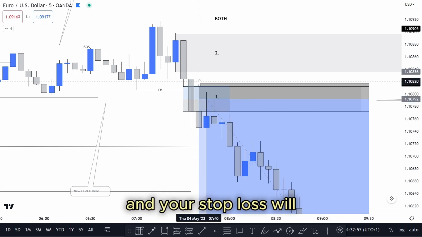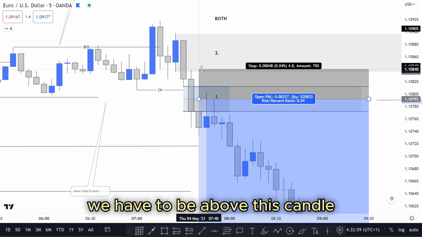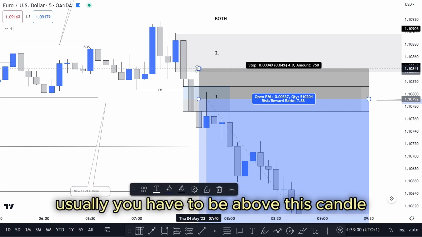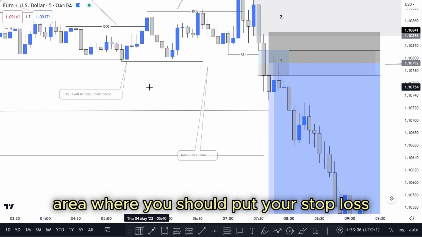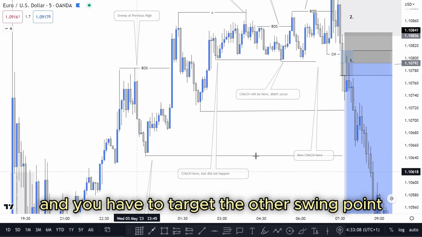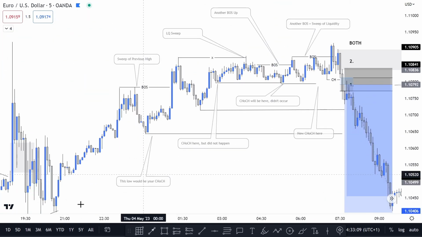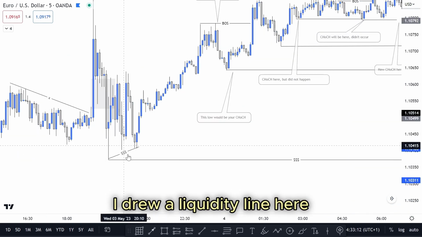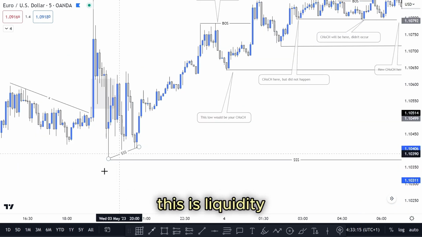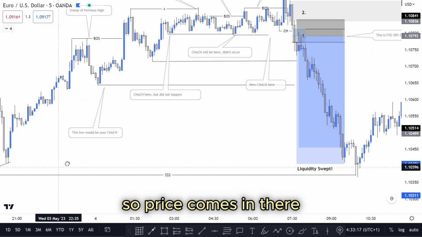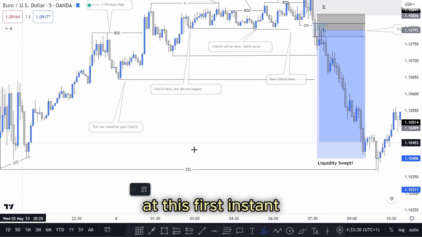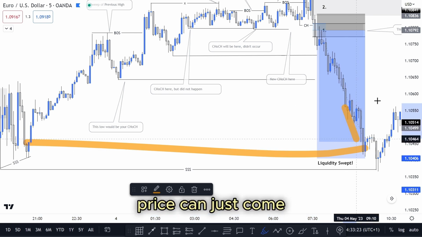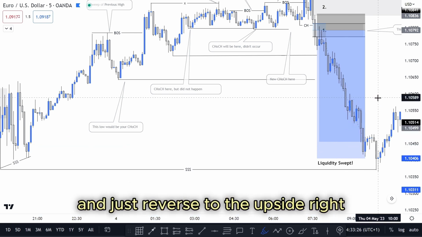And your stop loss has to be above this candle. Usually you have to be above this candle. That's the actual area where you should put your stop loss, and you have to target the other swing point and check out for liquidity. And as you can see, I drew a liquidity line here. This is a liquidity, so price comes in there, and I recommend that you take your profit at this first instance, because most times price can just come and choose to reverse to the upside.